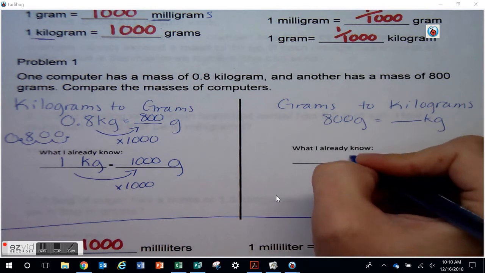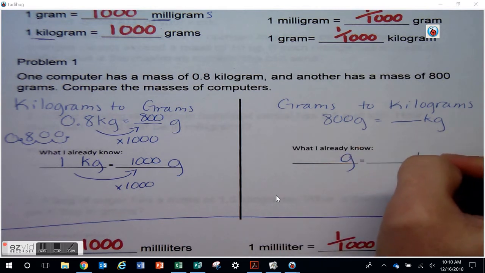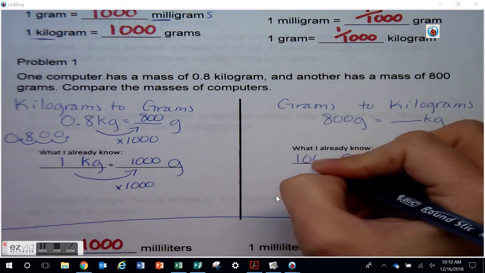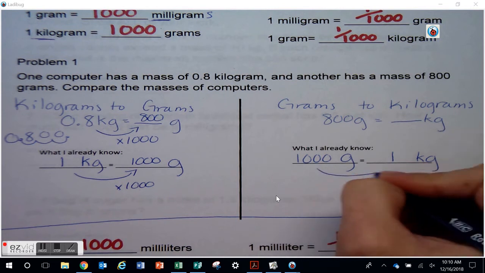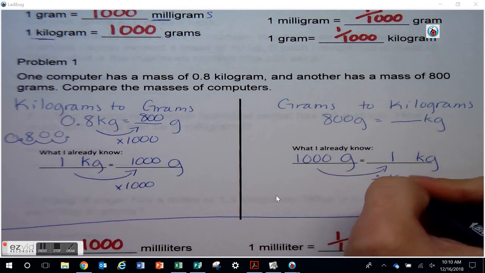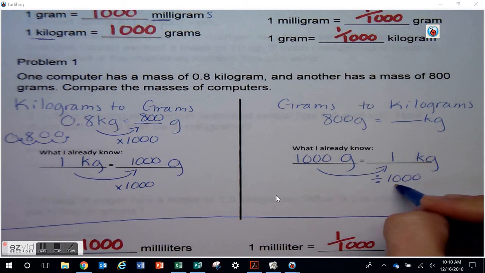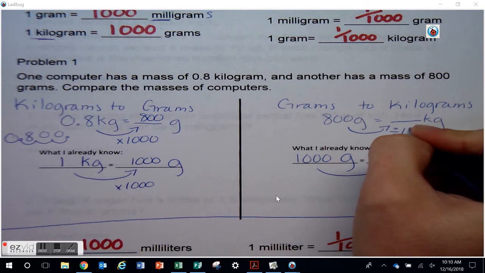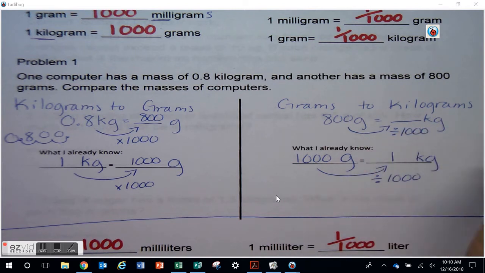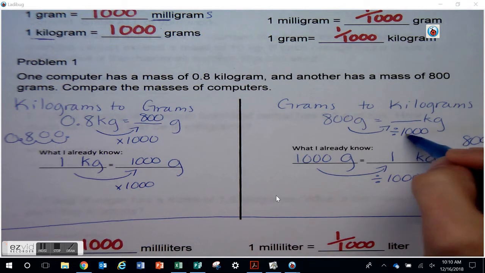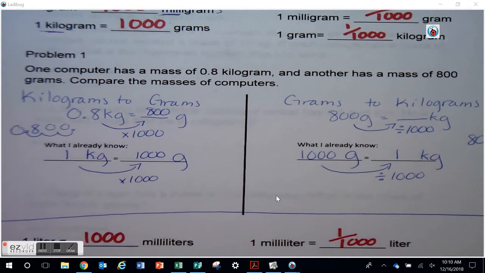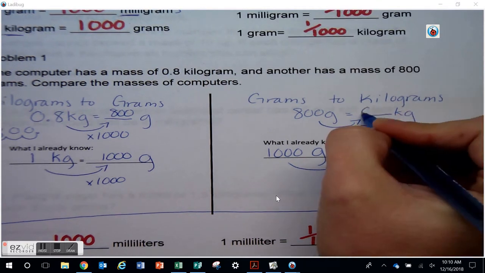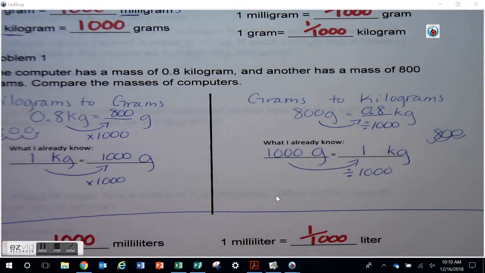Over here, grams is on the left, kilograms is on the right. I know 1 kilogram equals 1,000 grams, so I can divide by 1,000. 1,000 divided by 1,000 equals 1. That means I can divide by 1,000 here. And 800 divided by 1,000 means I'm going to get smaller. And I'm going to get smaller by 3 place values. 1, 2, 3. 800 grams equals 8/10 kilograms.